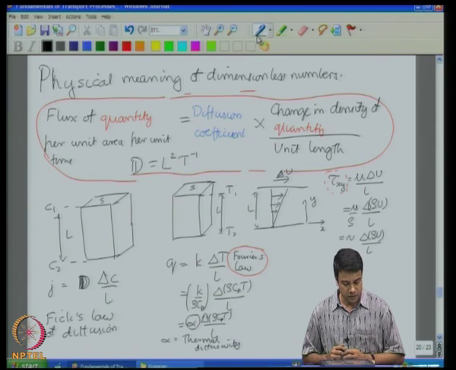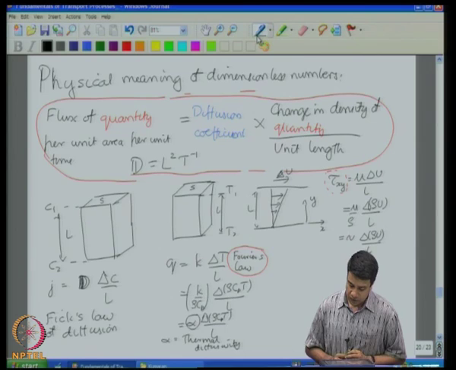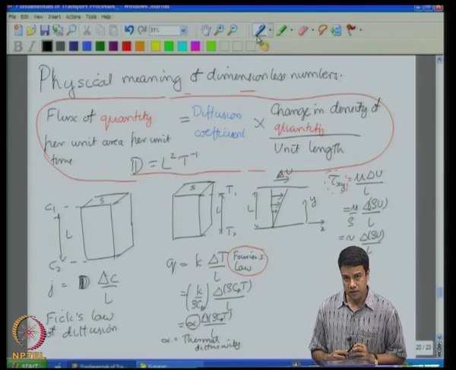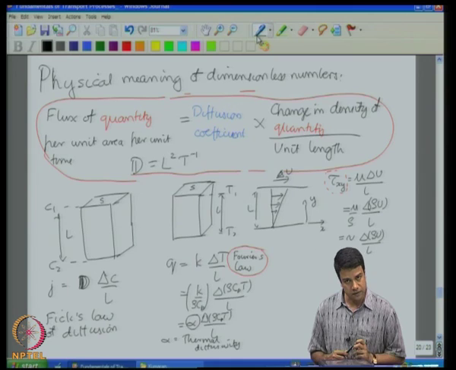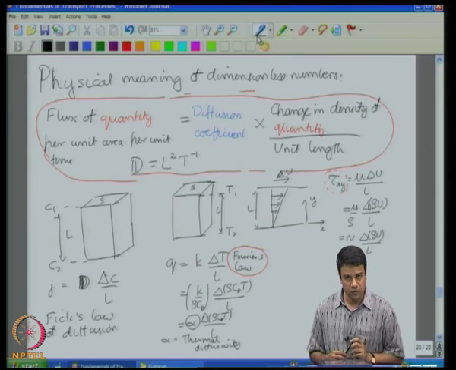For mass, the diffusion coefficient is the usual diffusion coefficient in Fick's law. For energy, the diffusion coefficient is k by rho Cp, alpha, the thermal diffusivity, where k is the conductivity and rho and Cp are the density and specific heat respectively. For momentum transfer, the diffusivity is the viscosity divided by the density and is referred to as the kinematic viscosity. And you can easily verify that both of these have dimensions of length square T inverse.